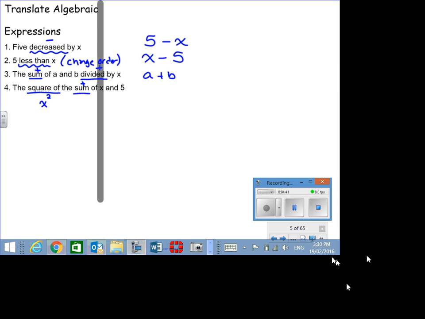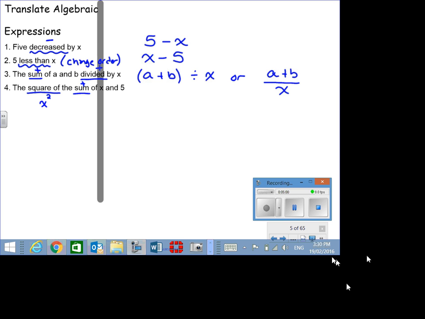But then it says divided by x. So when you see this word sum, it actually is putting a and b together with brackets, because I want to divide that entire sum by x. You might also see this as a plus b over x. Both of those would show division by x.